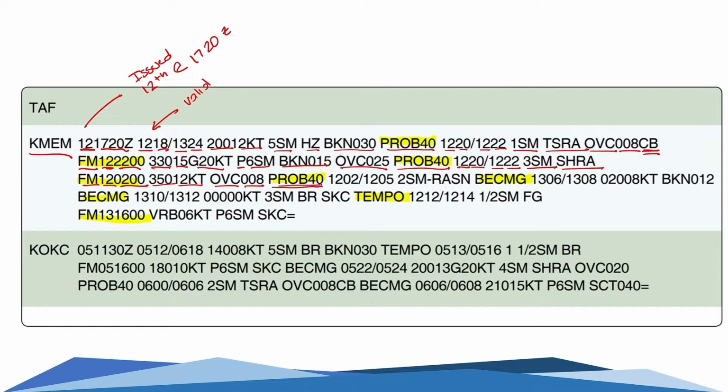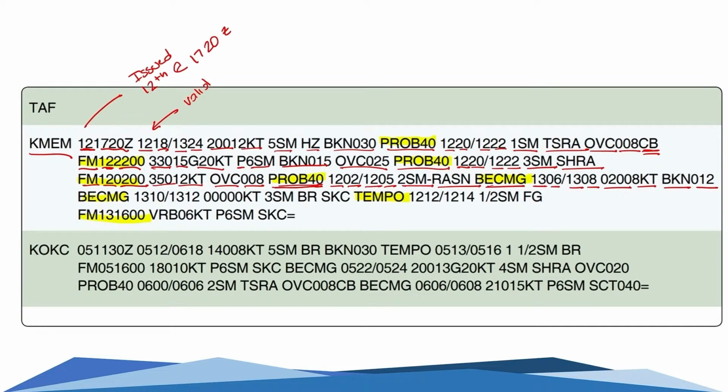We have a 40% chance probability that on the 12th day at 0200 to the 12th day at 0500, we would have approximately 2 statute miles, and it's because of light rain showers, the minus RASN. So minus RA is light rain, and SN would be the snow showers, so light snow showers there. And then a new forecast becoming on the 13th day at 0600 to the 13th day at 0800, for this 2-hour period, it would be 020 at 8 knots, broken at 1,200 feet.